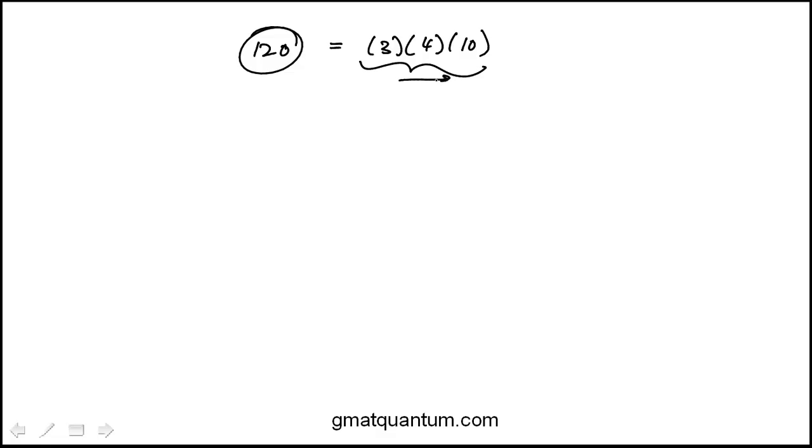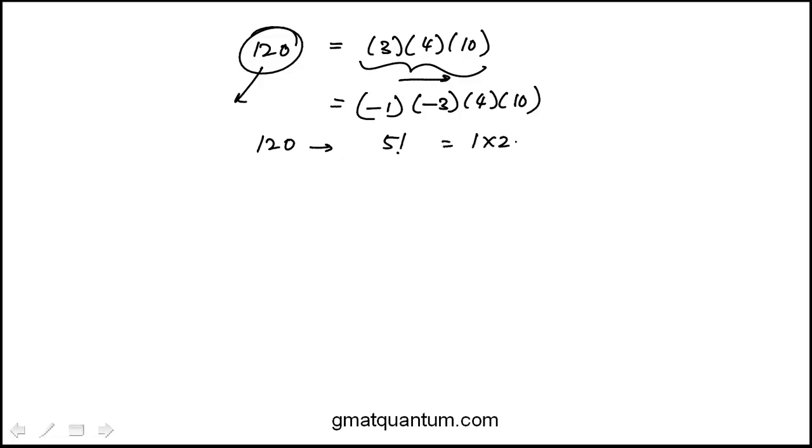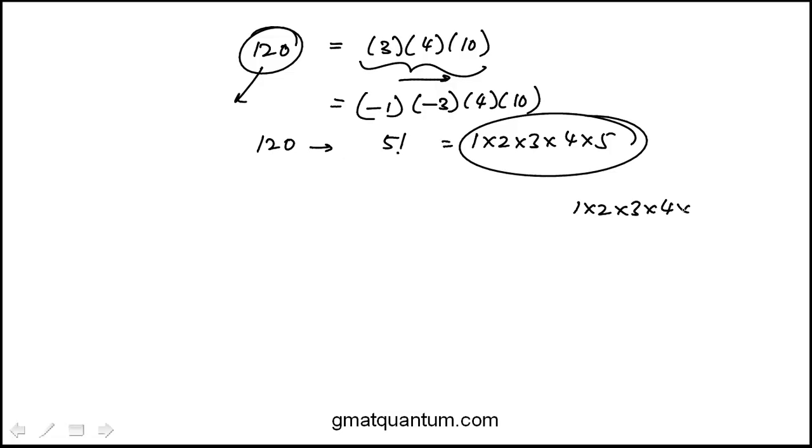Here they are in ascending order, but they are not consecutive integers. The other clue is that they're including -1, which means you can have 1 also as a factor. So 120, some of you might know, is the same as 5 factorial. So that might give you a clue that, hey, this example works. 1 times 2 times 3 times 4 times 5.